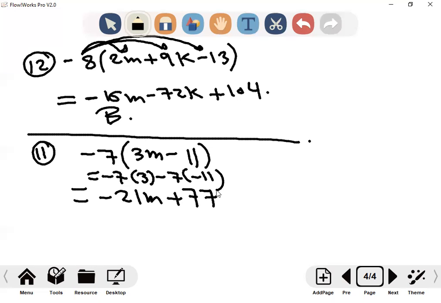Negative 21m minus 77. Here is the problem: it is positive and he put it negative. So put no, or check no. Negative 21m minus 11.